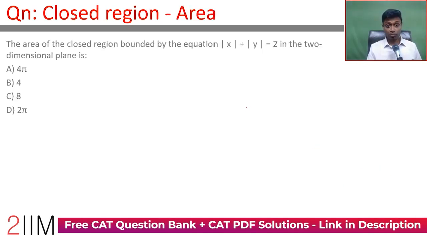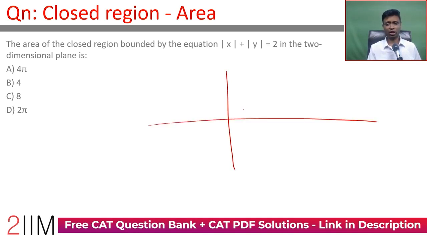The area of the closed region bounded by the equation mod x plus mod y equal to 2, in two-dimensional space. I know this question, I know this shape, so I'm going to rush to the answer and then we'll discuss how we can get this. Mod x plus mod y equal to 2 is a shape like this. How do we get that? In all of these questions, put one of the two as 0. Put y equal to 0, x could be 2 or minus 2. So (2, 0) and (minus 2, 0) sit here. A symmetric shape. Therefore (0, 2) and (0, minus 2) also sit.